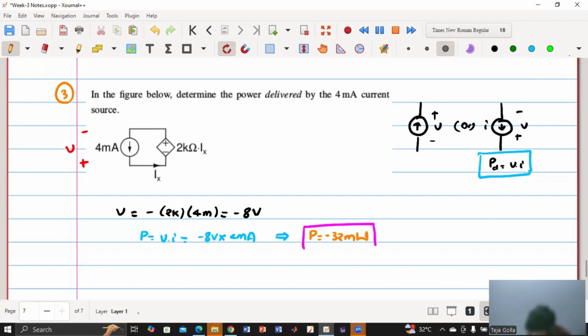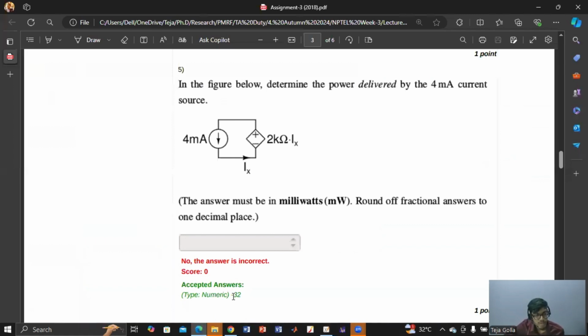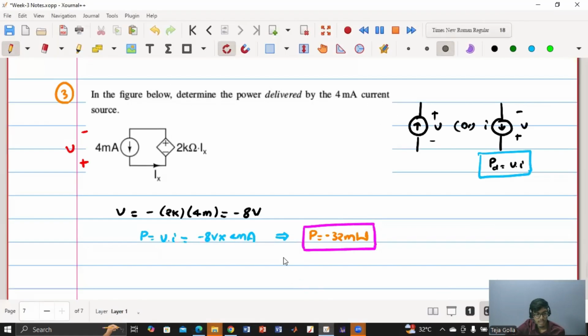Agree? Yes, sir. So let us see. The answer is minus 32, because here basically it is not delivering, it is absorbing. So the power delivered is negative. If they ask what is the power absorbed, then it means it is positive.